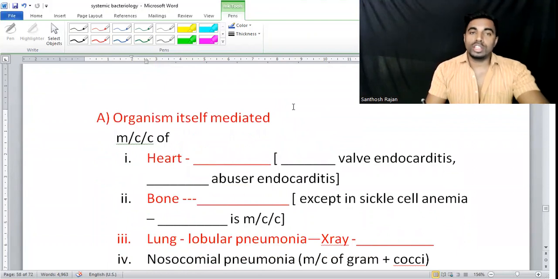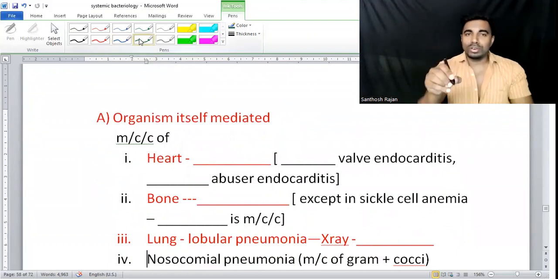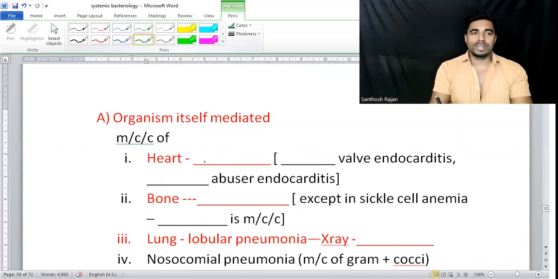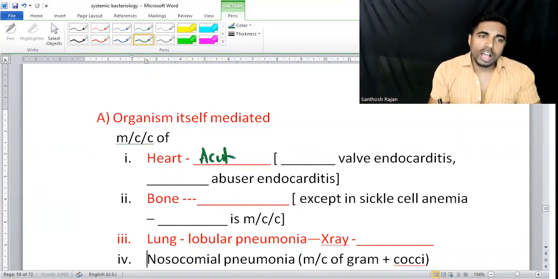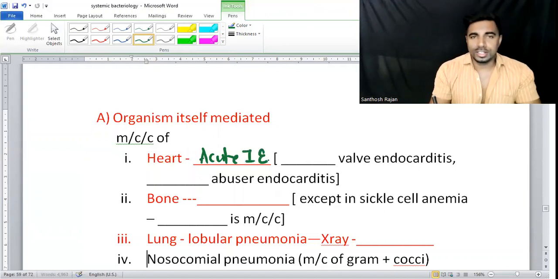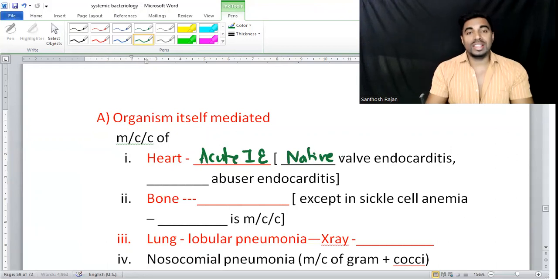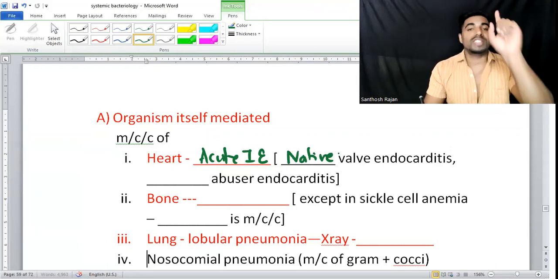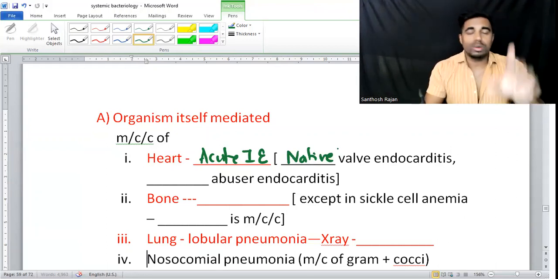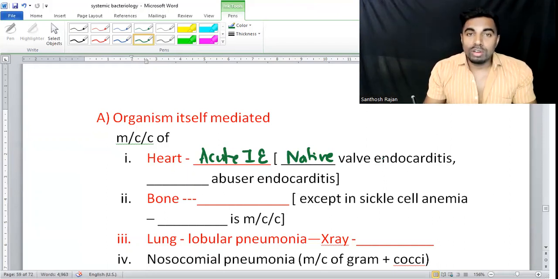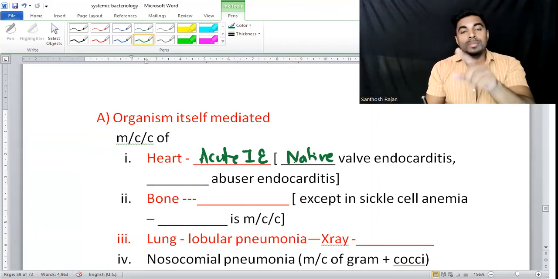Now Staphylococcus infections can be caused directly by the organism or by the toxins it releases. When you talk about direct infection by the organism, the important thing is it is the most common cause of acute infective endocarditis. And which valve? Native valve. Native valve means a healthy valve. In a prosthetic valve, it was Staphylococcus epidermidis, which I told you forms biofilm. But in native valve endocarditis, you have this one. And we have the damaged valve, where virulence comes in.